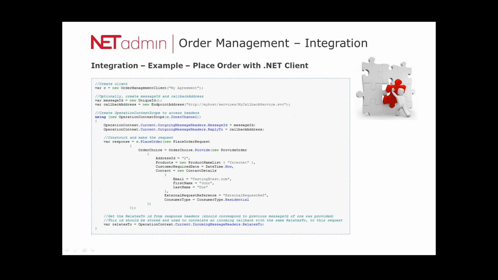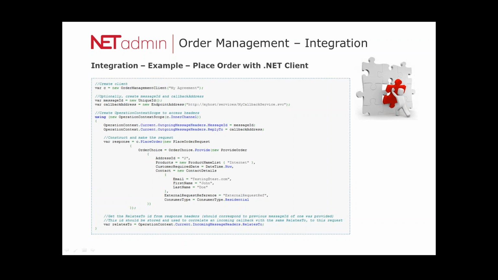contains some selected attributes. There are much more properties that can be set in an order, but for this example, it needs an address ID, which has been provided. We also provided one or more products. In this case, it's an internet product, and we have also asked for this product to be connected immediately. So the customer required date is set to immediately, which means that we want it now.